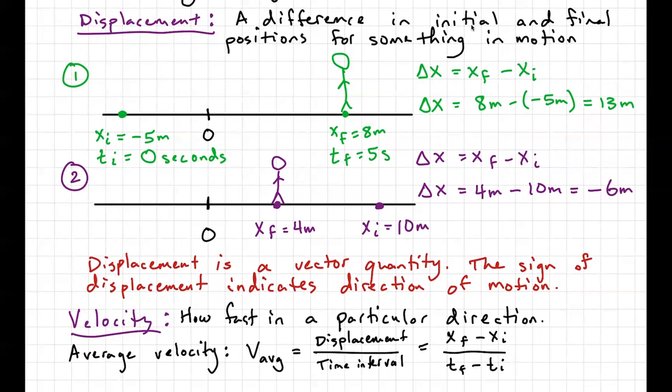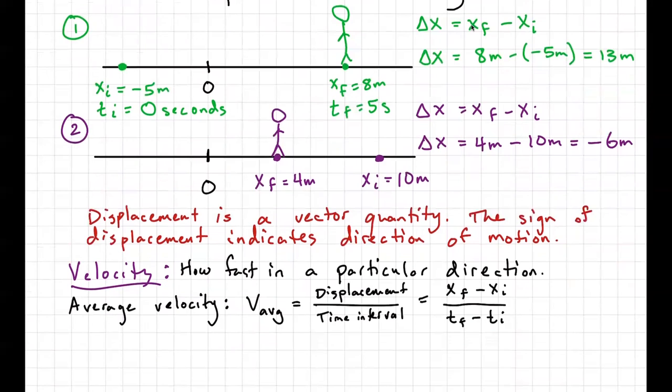You can measure initial and final time however you want. If you want to use just a wall clock, you have some other timing mechanism, you can do that. But to calculate the average velocity, which is how fast and in what direction, I'm going to use the displacement and that time interval. So in this example, in example 1, the average velocity is the displacement x final minus x initial over the time interval t final minus t initial.